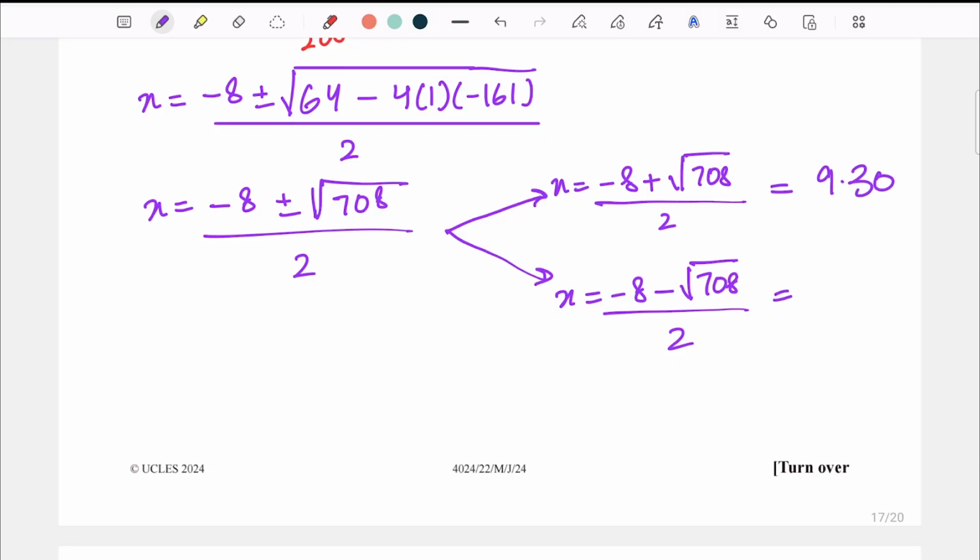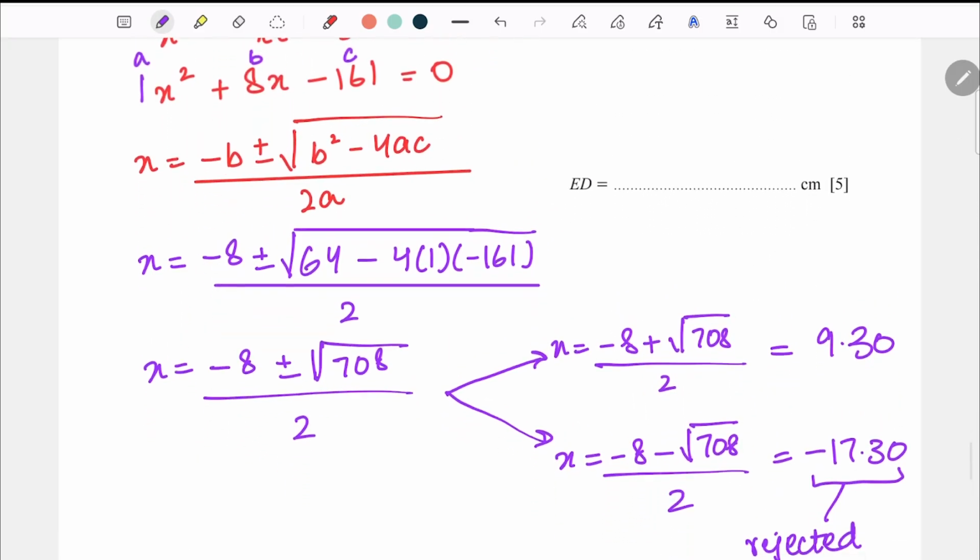And we'll be getting two answers, 9.30, and the second answer is minus 17.30. This answer will be rejected because length cannot be negative. So the final answer for ED will be 9.30.